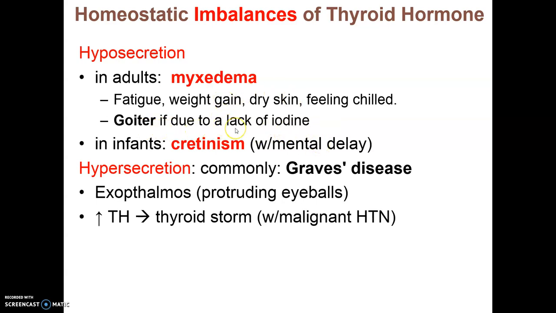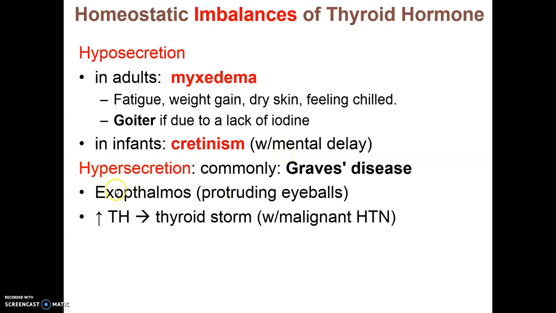If their diet lacks iodine, you will see an overgrowth in the neck area, because the thyroid gland gets larger. So that causes goiter due to iodine deficiency. If thyroid hormone is hyposecreted in infants, it will cause cretinism in the infant, meaning the infants will have delayed mental development.